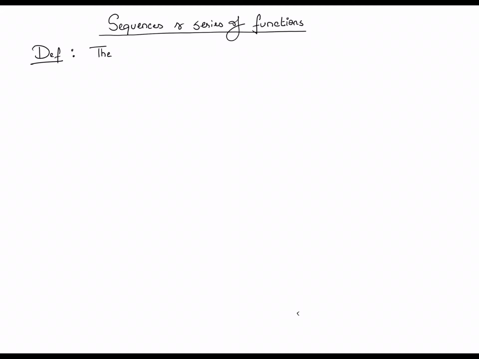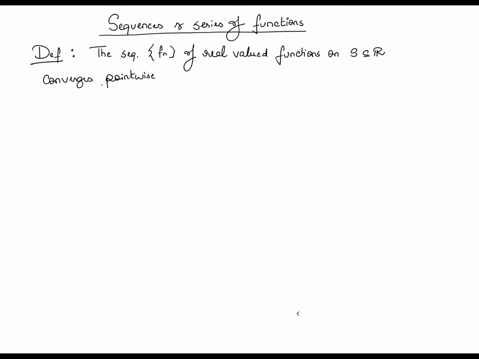So the sequence fn of real valued functions that are defined on some subset S of R converges pointwise to some limit f if the following is true. Okay, so this is fairly straightforward.